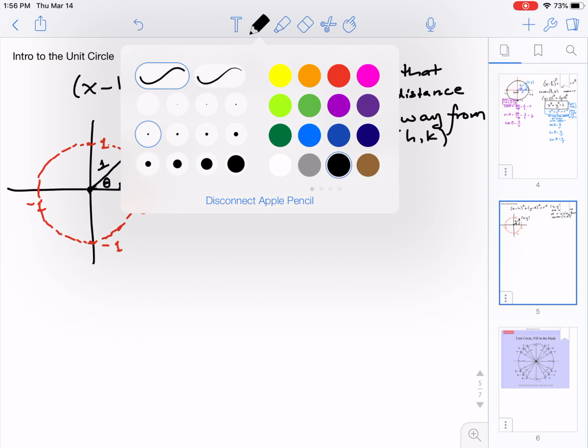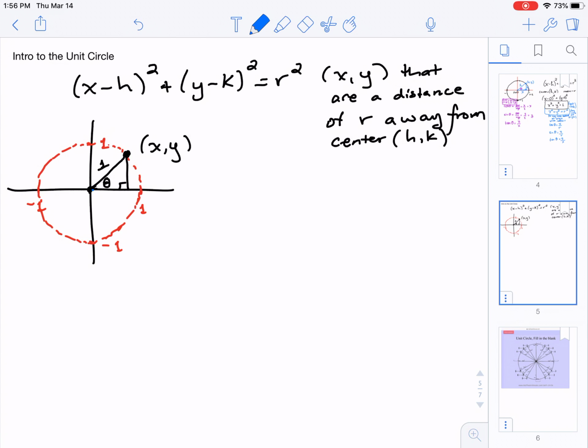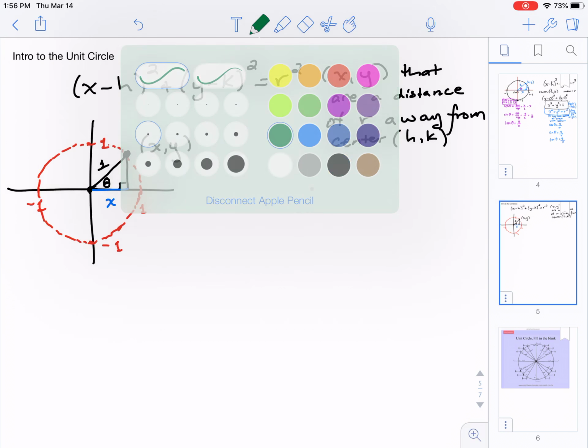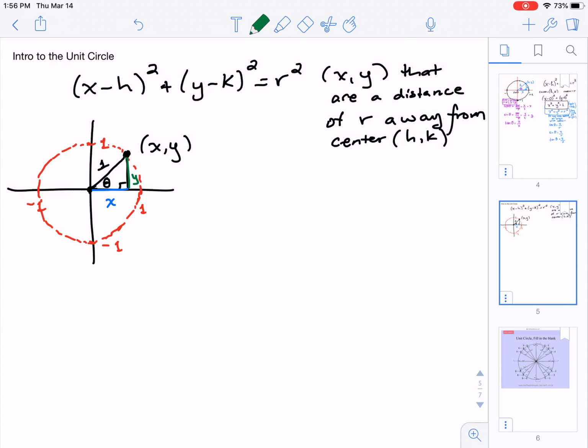Well, what that means is that this distance here is x, and this distance here is y, right? Because in order to get to some point x, y, let's say the point (2, 3), what do we have to do? We have to go from the origin over 2 units on the x-axis and up 3 units from the y-axis. Okay, and that's how we find a point.